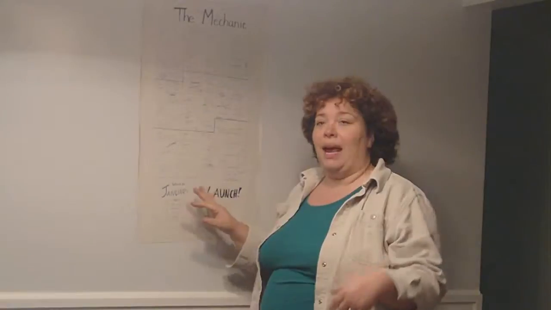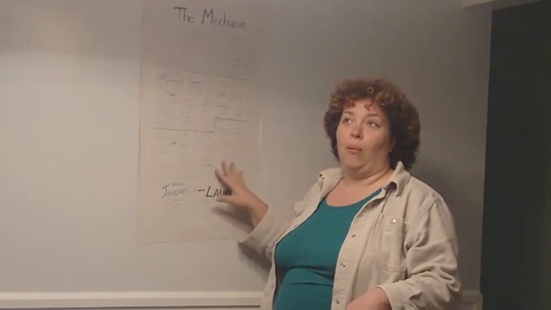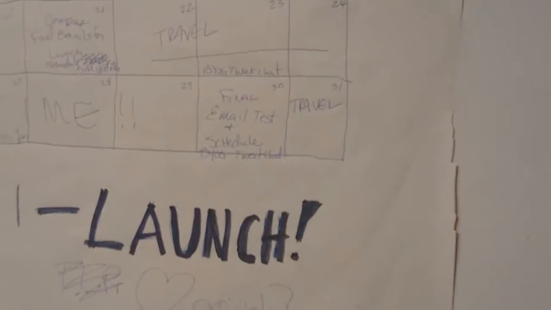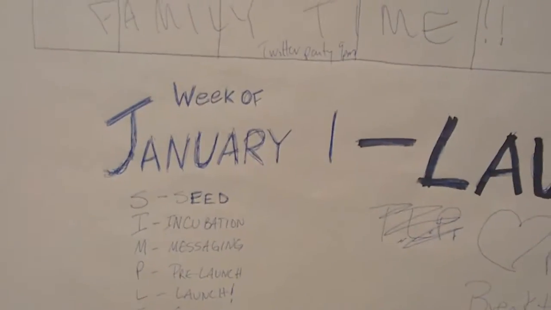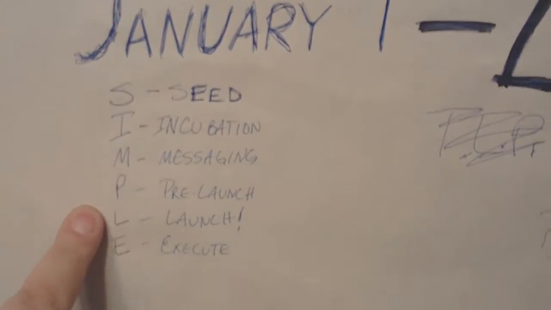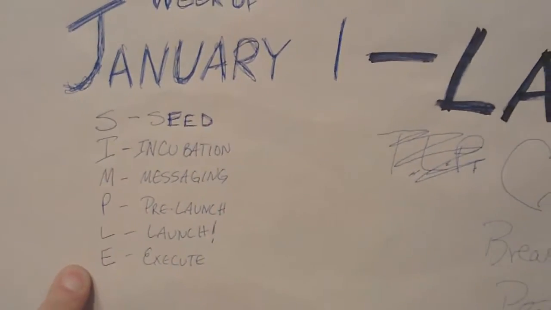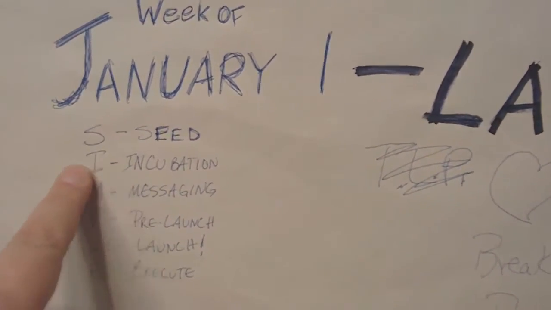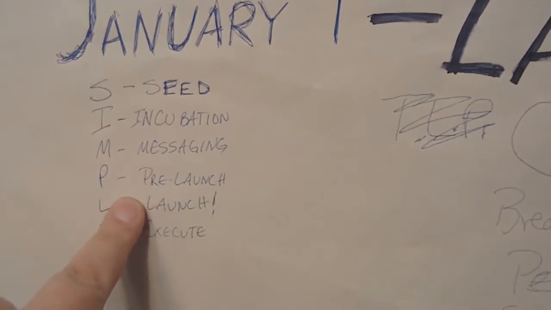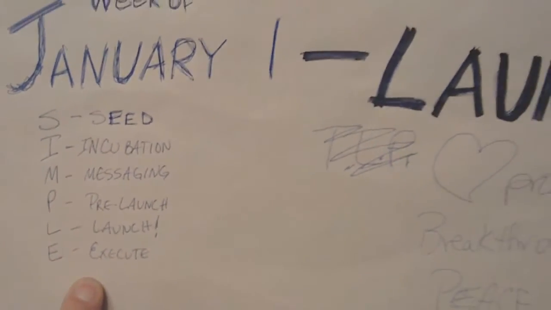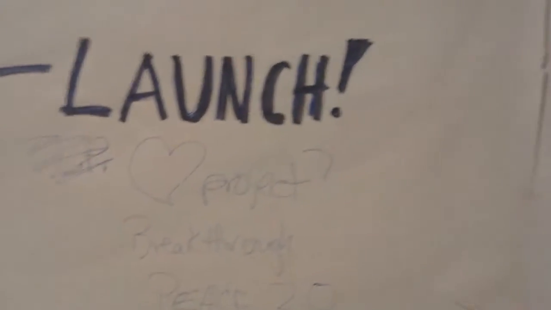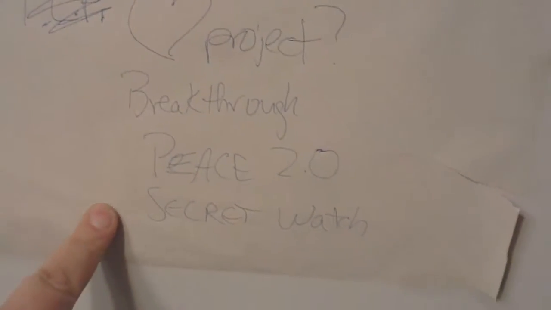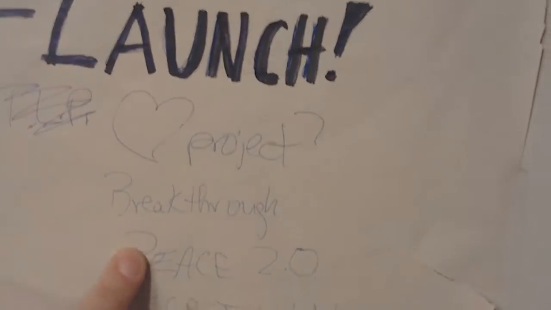But let me grab the camera and come on over here and show you what we've got on the launch. Okay, so here we are at the launch calendar, and you can see the week of January 1st, I'm going to launch, and you can also see what my process is for doing a launch. SIMPLE stands for seed, incubation, messaging, pre-launch, launch, and then execution. I'm going to talk about that in a future video because there's some specific stuff around that I want to hit on. And then here are some ideas for possible things that I'm going to launch.